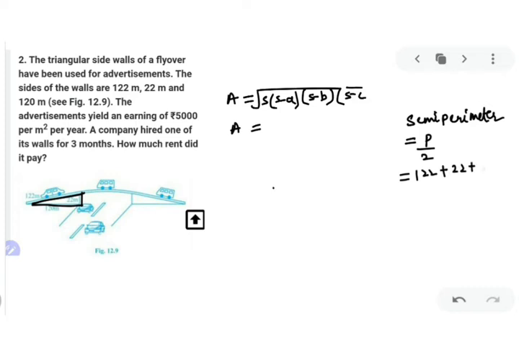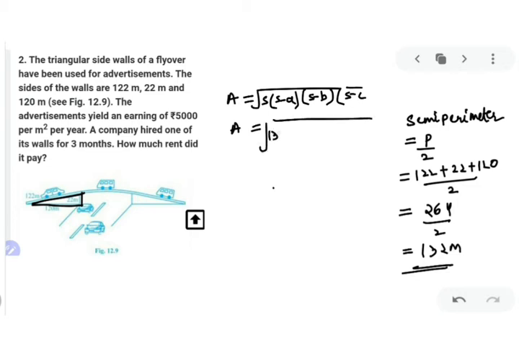So I'll go for the addition of 122, 22 and 120, और जो भी आएगा हम divide कर देंगे 2 के साथ. So we will get 264 upon 2. That will be 132 meters, which is your semi-perimeter. Now in your formula you have to put 132, and in brackets 132 minus the first side, that is 122. Another bracket, 132 minus the second side, that is 22. And another bracket, 132 minus the third side, that is 120. Okay, let's start with the calculations now.